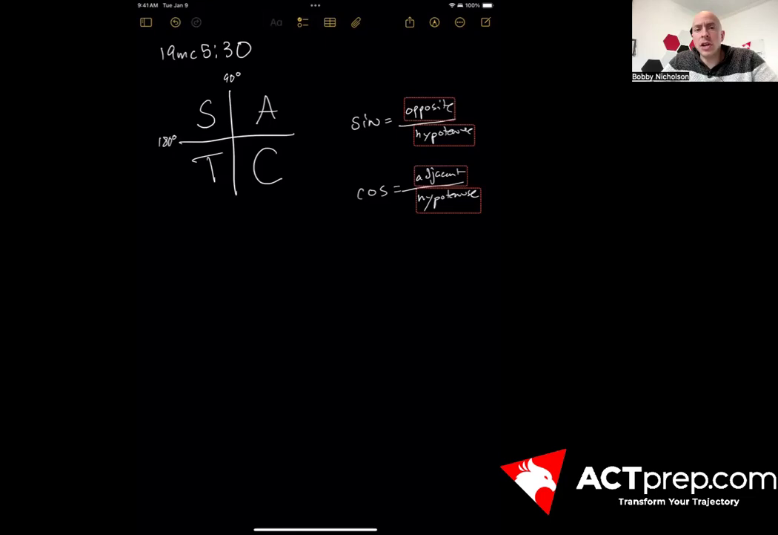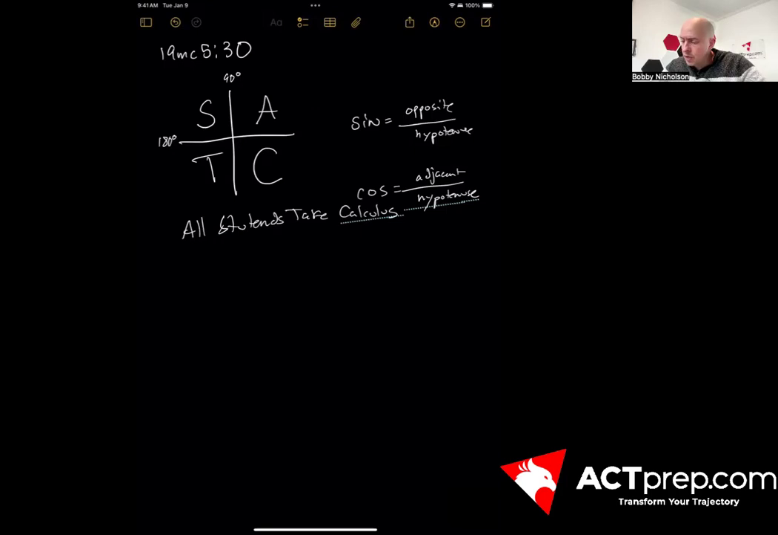First thing you need to know is your positive and negative chart for your SOHCAHTOA. So everything in the top right is going to be positive, which is where this All Students Take Calculus little acronym comes from.